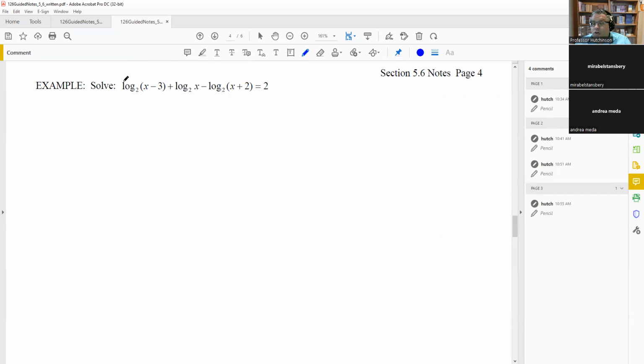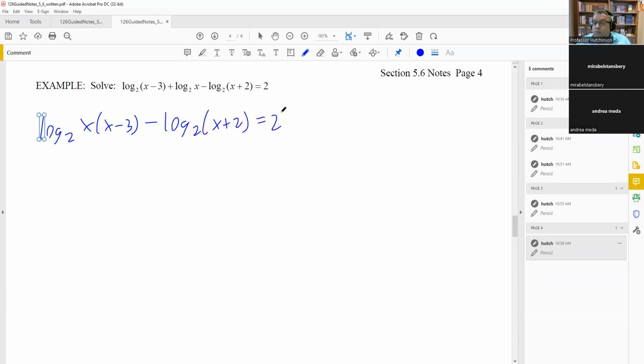Now the first two have a plus sign. So what I'm going to do first is combine those together. I'll put the x first, but the order doesn't matter on that. You're multiplying these together. So I'm combining these first 2 logs into this single log, and I still have the rest of it that I didn't do anything with. All I did was combine the first 2 logs together. The plus turns into multiplication.